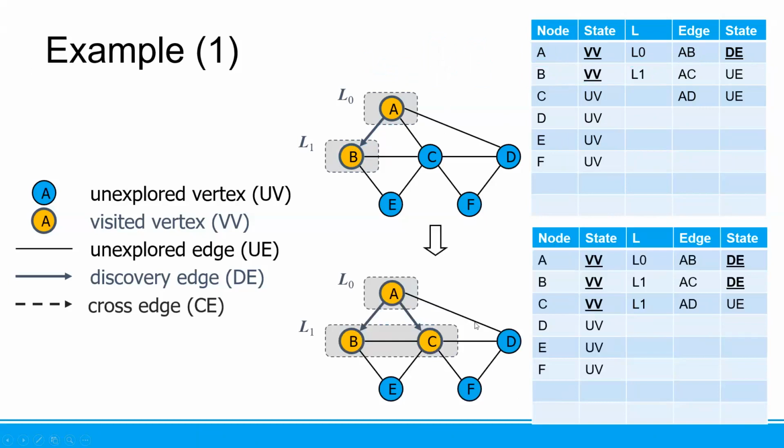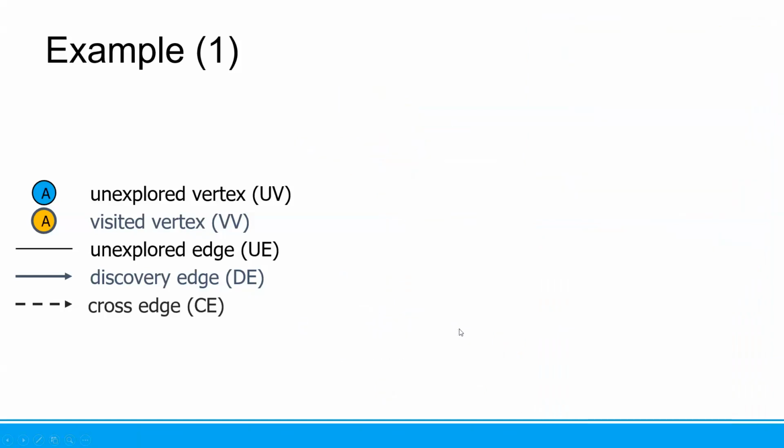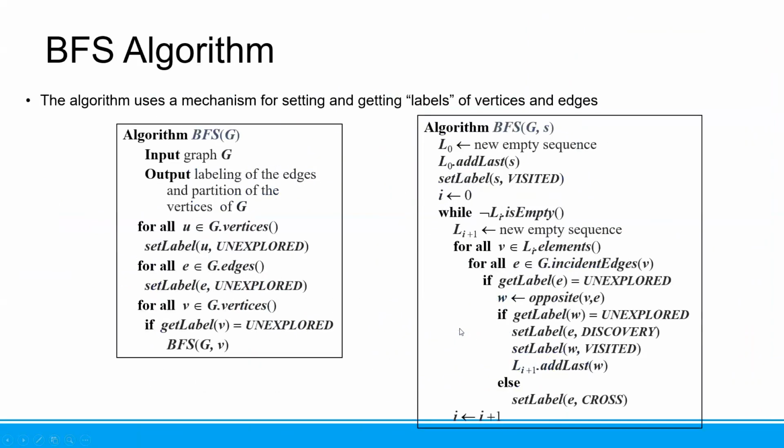Now we have AB, and now we have AC. Maybe it will be good if I explain in this. If you check, we have L0, starting with A.